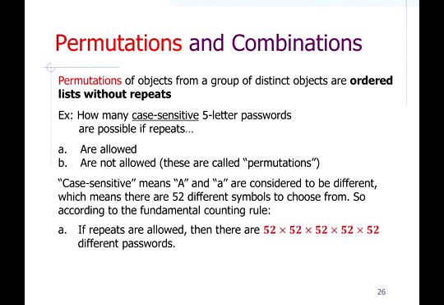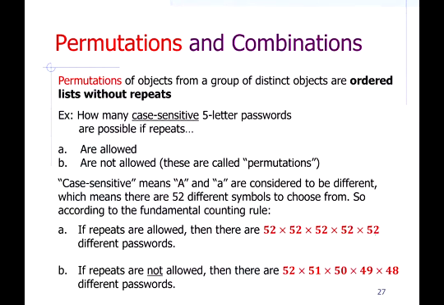Now, if repeats are allowed, 52 options for the first letter in the password, 52 for the second, and so on. And if repeats are not allowed, just like in the last slide, instead of starting with 26, we start at 52, 51, 50, 49, 48. These are called permutations. This is how many permutations there are of letters.